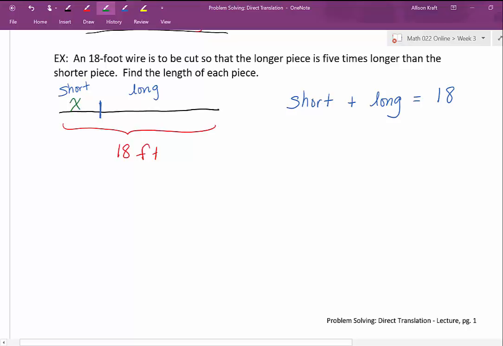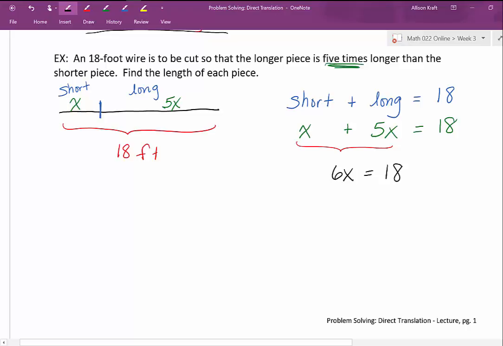The long piece is 5 times longer than the short piece. So that's going to be represented by 5x. Since x was the short piece, 5 times that, 5x. Now we're going to take those and plug it into this general equation that we wrote out, and we'll have the equation we need to solve. The short piece, x, plus the long piece, 5x, equals the total length of the wire, 18. To solve this equation, we'll start by combining like terms. 6x is equal to 18.